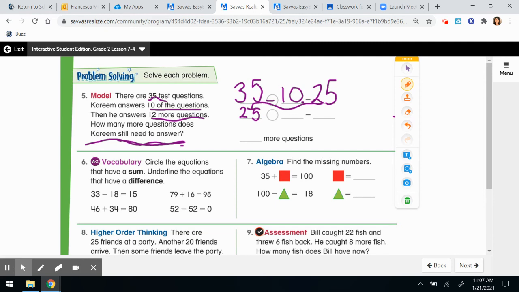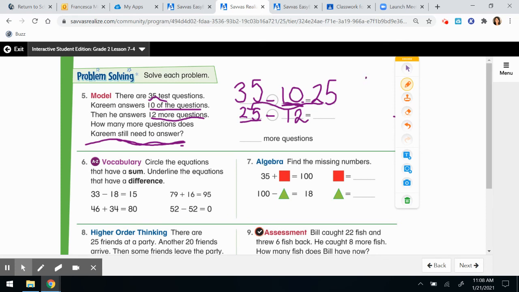So once he answered 10, then he answered 12 more questions after that. So we are going to be taking away 12 more to find out what he has left. It's just like that example I gave you. If I want to find out how many students had their camera off, I need to take away the students who had their cameras on. Same thing here. If I want to find out how many questions he still has to answer, I need to take away the ones he already did answer. So he answered 12. I need to take that away. 25 minus 12.